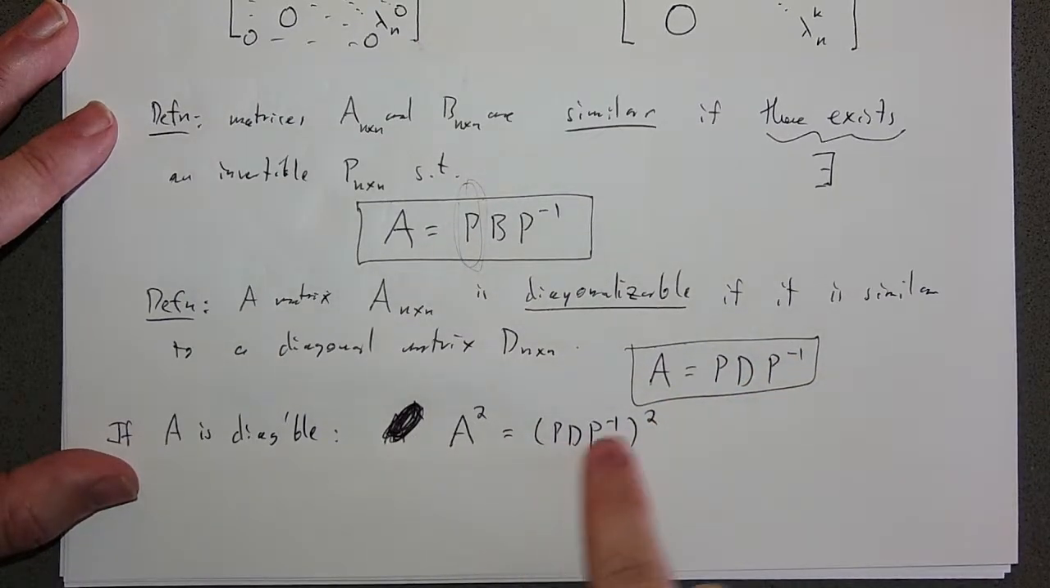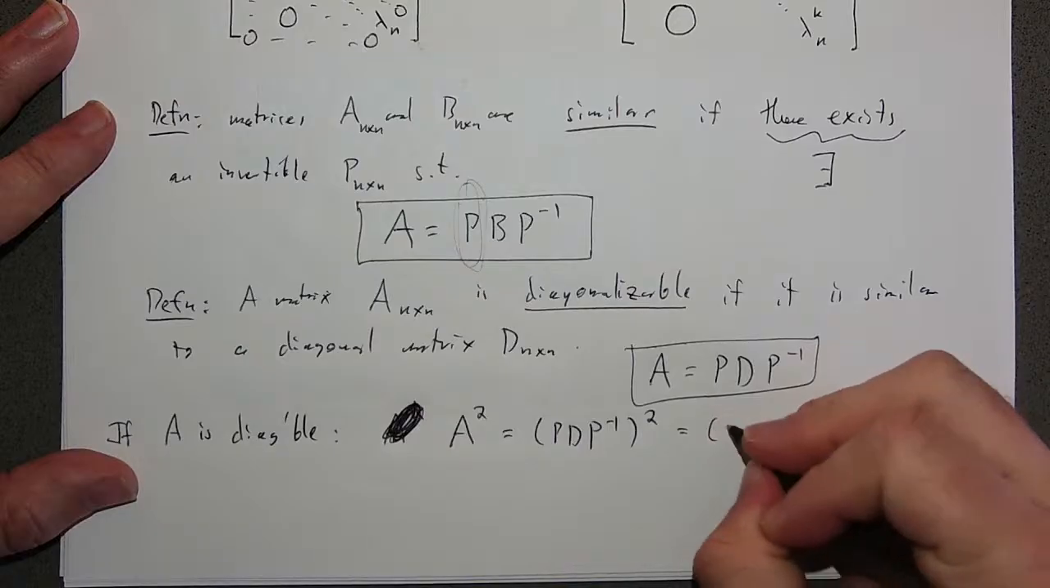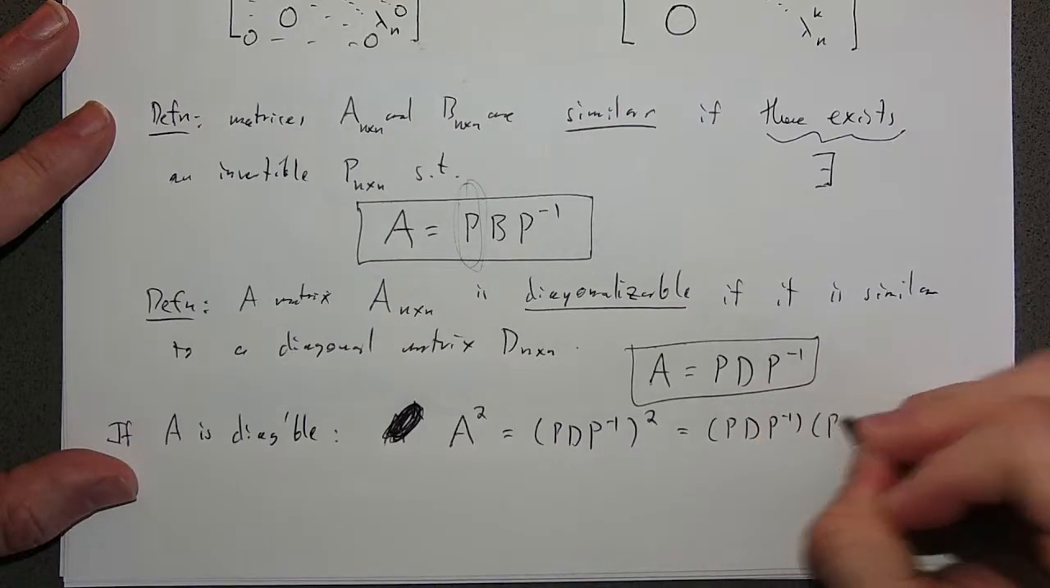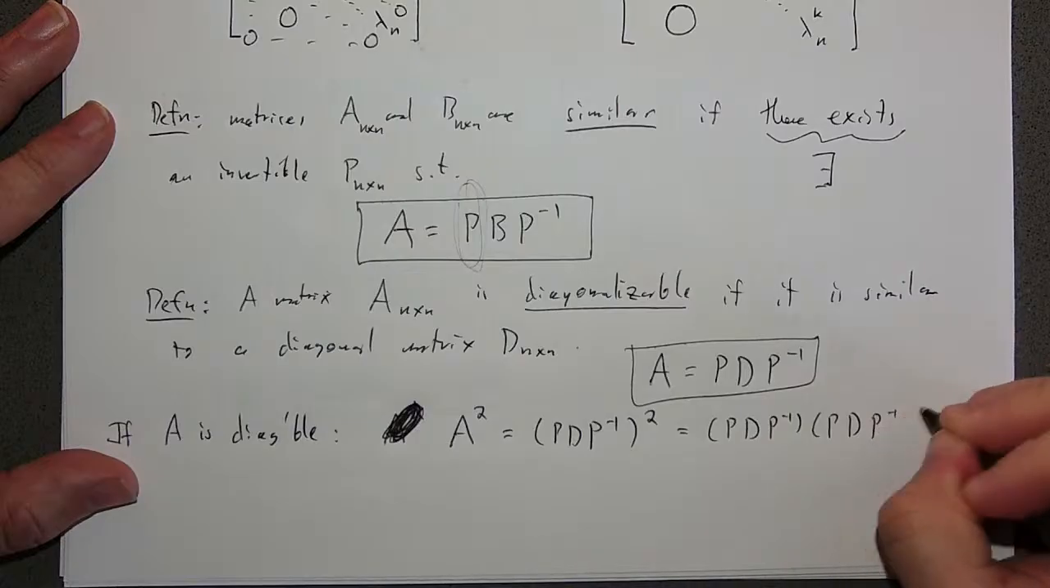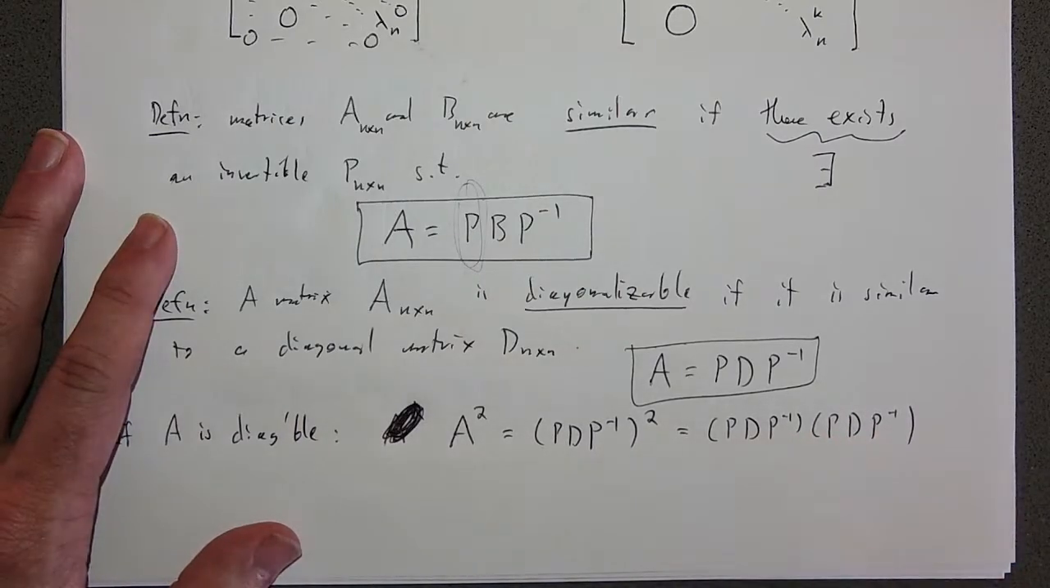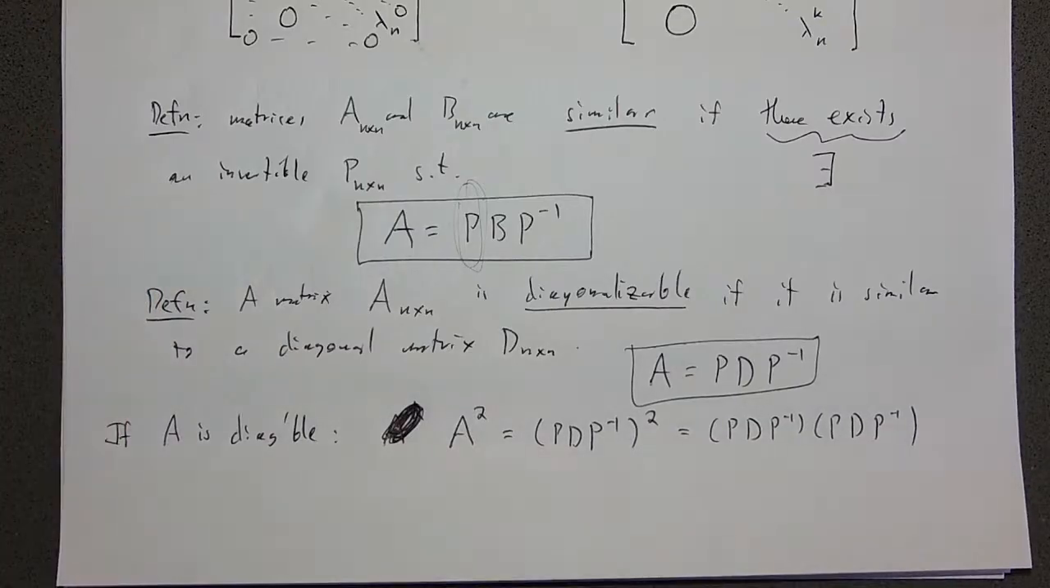But what is this? PDP inverse squared is, if I just write it out all the way, PDP inverse times PDP inverse. Now remember, matrix multiplication is associative, so I can change the order of the parentheses, but I cannot change the order of how these things are multiplied.